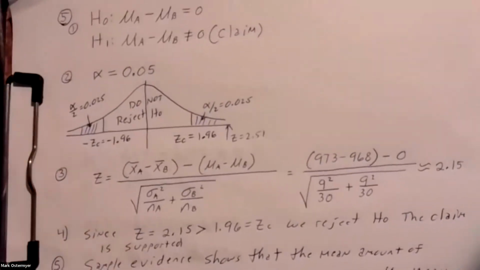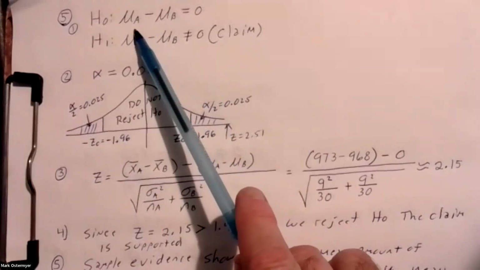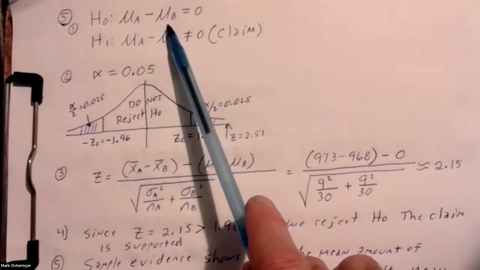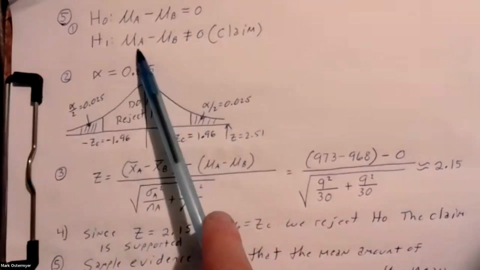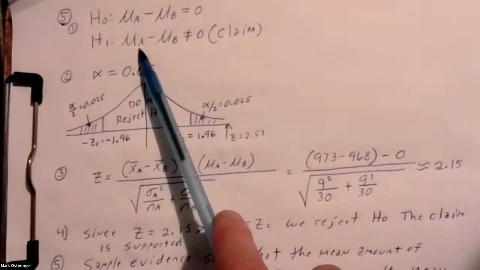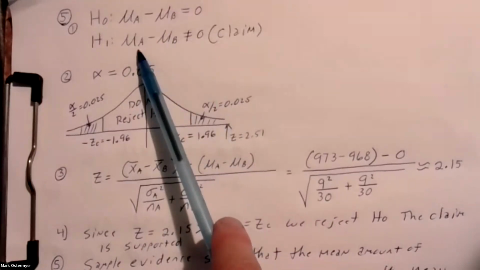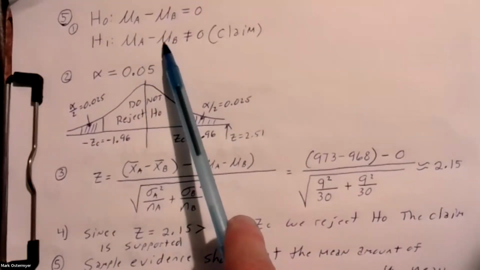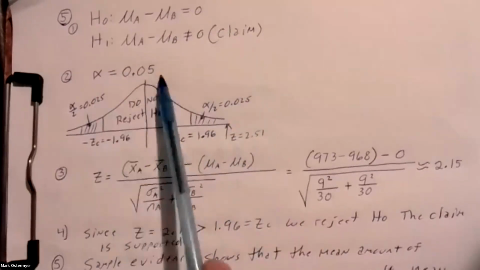All right, so problem number 5 here. This is showing all the steps. Hypotheses we're testing is that the mean amount of sodium found in popcorn in theater A minus the mean amount of sodium found in popcorn from theater B is essentially equal to 0, meaning there would be no difference between the two. Versus the alternative hypothesis that says that there is a difference. That the mean amount of sodium from popcorn containers from theater A is not equal to the mean amount of sodium found in popcorn containers in theater B. This is the claim. Testing at 5%.